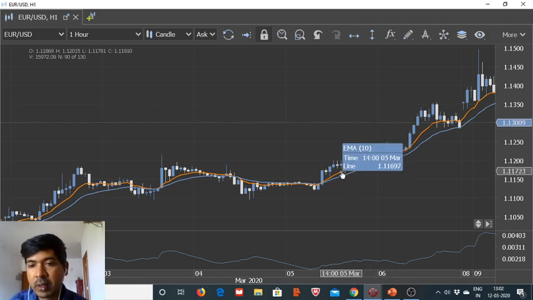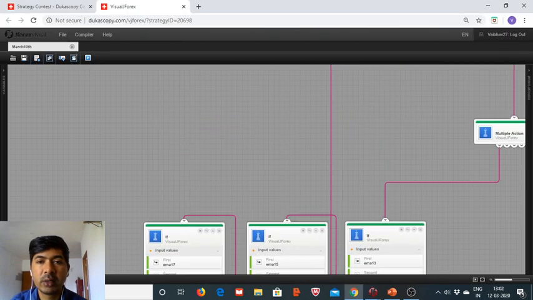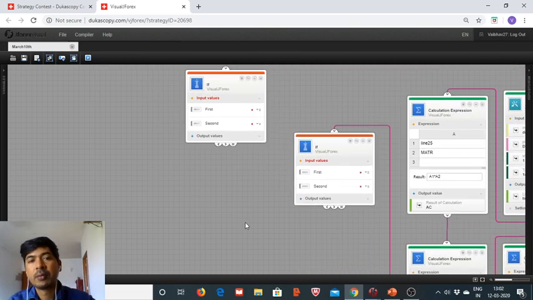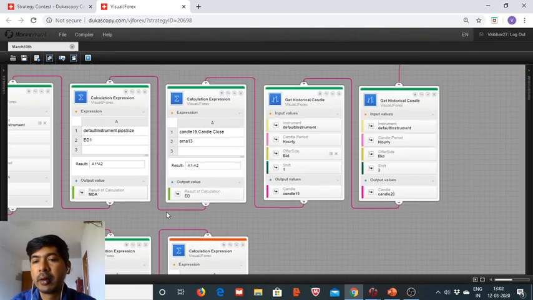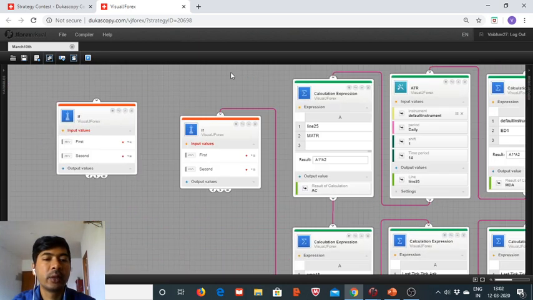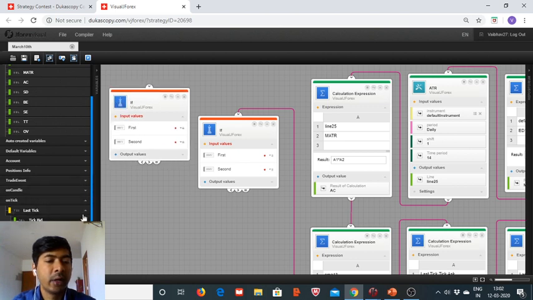So we want the low of the candle, both the candles, 1 period back and 2 periods back, we want both the lows to be below the EMA 10. So we will put in those conditions. And we have these two candles, candle 19 and candle 20. Candle 19 is shift 1, and candle 20 is shift 2, and similar conditions are needed for both the candles.